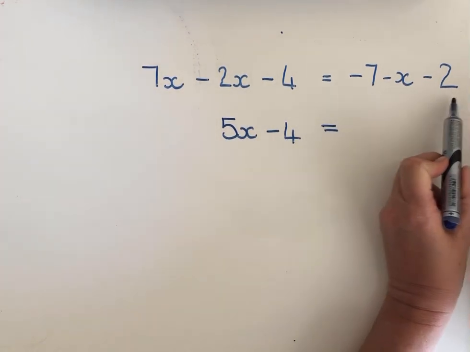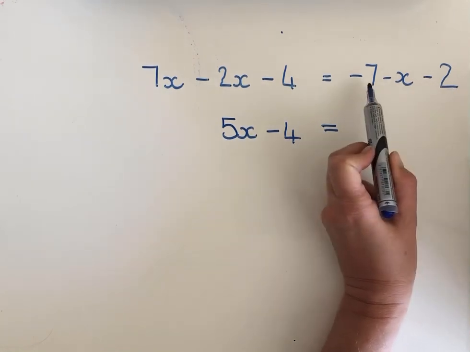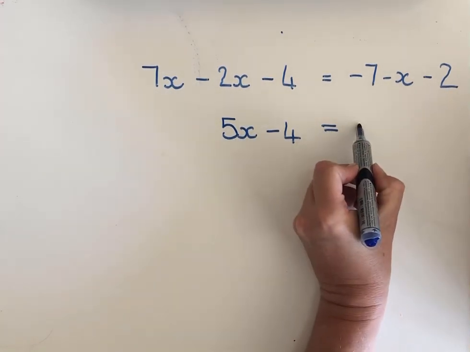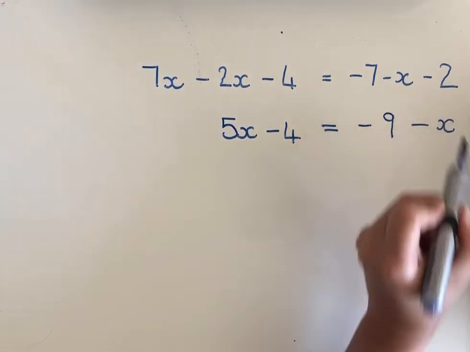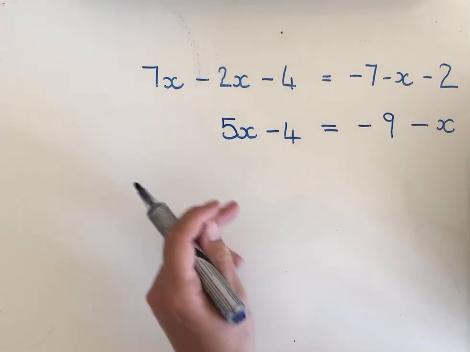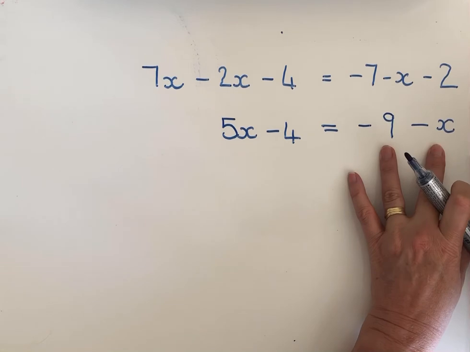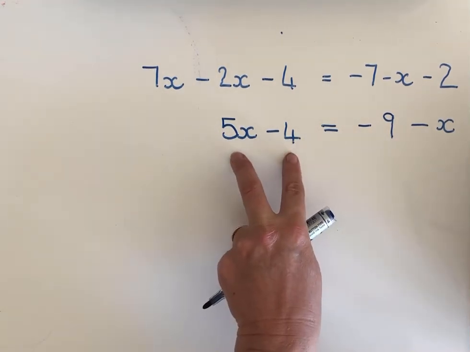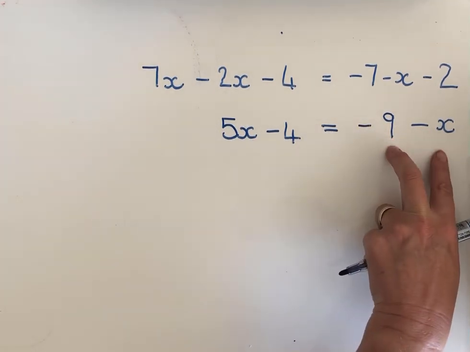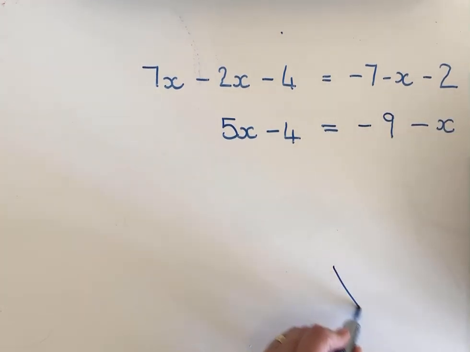Now if you look on the right-hand side, minus 7 is a constant, minus 2 is a constant. We can join those together. It becomes minus 9 minus x. So basically we've done some simplifying on the left-hand side and the right-hand side. We're not doing any part of the equation at the moment. All we're doing is making the left-hand side as simple as possible and the right-hand side as simple as possible. Okay, so now let's just remember our balance scale.